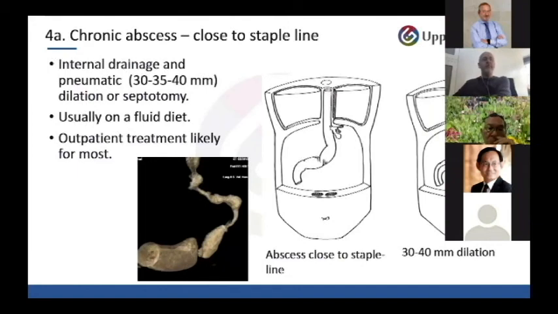And my therapy for these would usually be internal drainage and pneumatic dilatation, 30, 35 to 40 millimeters, plus or minus septotomy. These patients are usually managed as outpatients on a fluid diet. And you can see in the center there a very tight looking sleeve, but even this patient was able to be managed with dilatation and avoid surgery. So quite complex stenoses can often be managed without surgery.